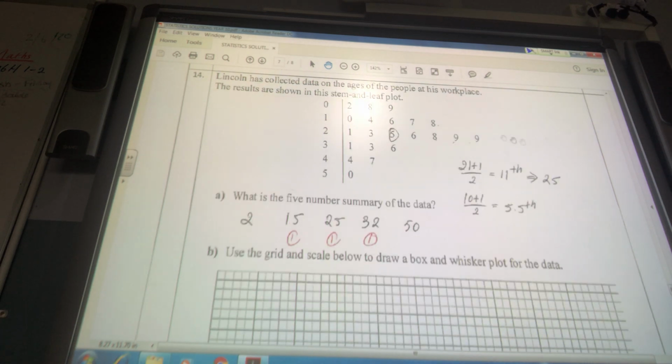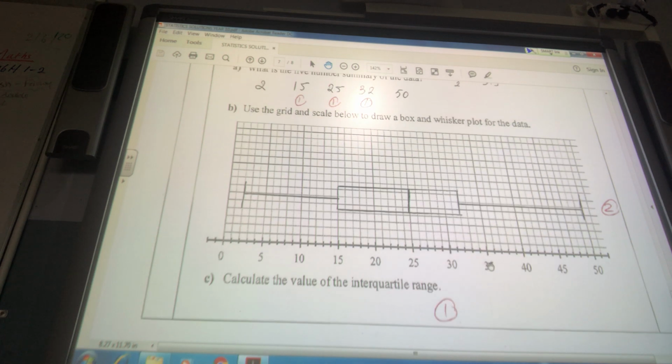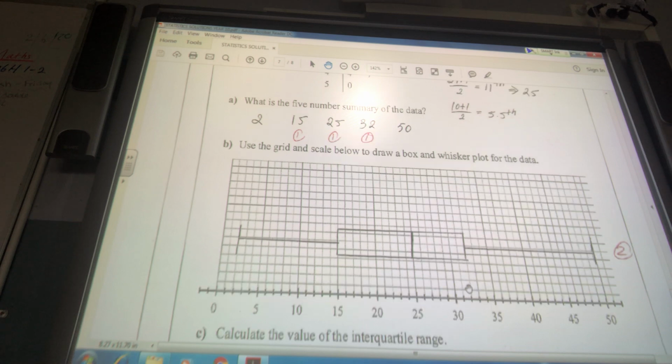Question 14. There are 21 numbers, so your median should be 25. And then in the first set, there are 10 numbers, n plus 1 over 2, so 10 plus 1 over 2. It should be the 5.5th number. So that's the average of 14 and 16. Same as for the second quartile, it should be the average of 31 and 33. So, yeah. And the interquartile range is 17.